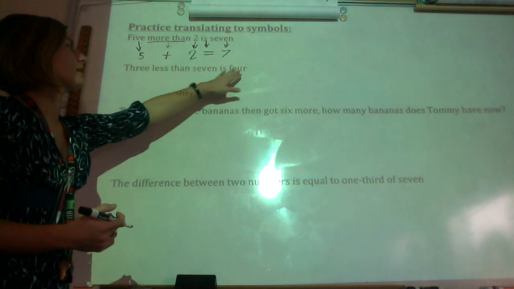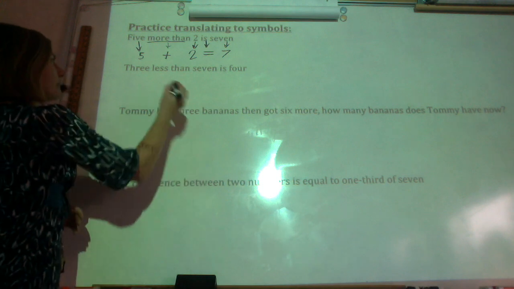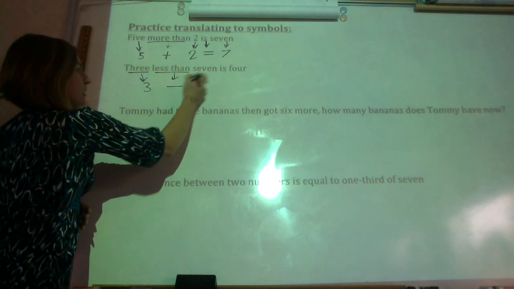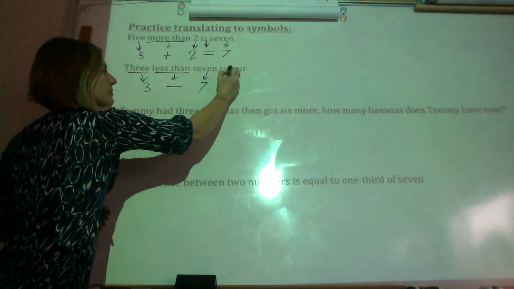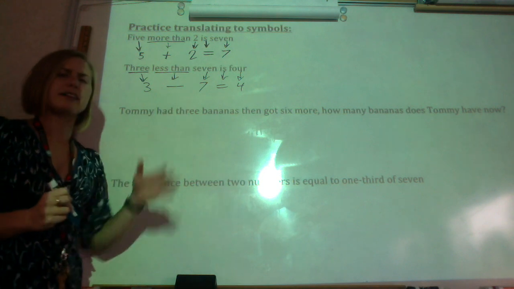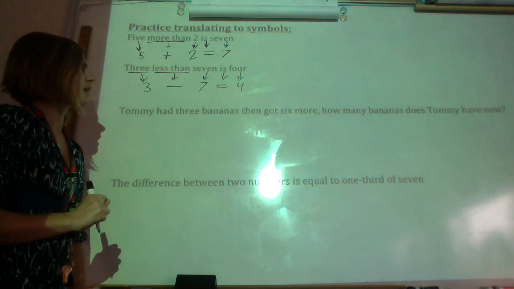3 less than 7 is 4. Now, if we do a direct translation, 3 less than is negative, 7 means equal, and 4. Ooh, wait, that's not right. 3 minus 7 is not 4.